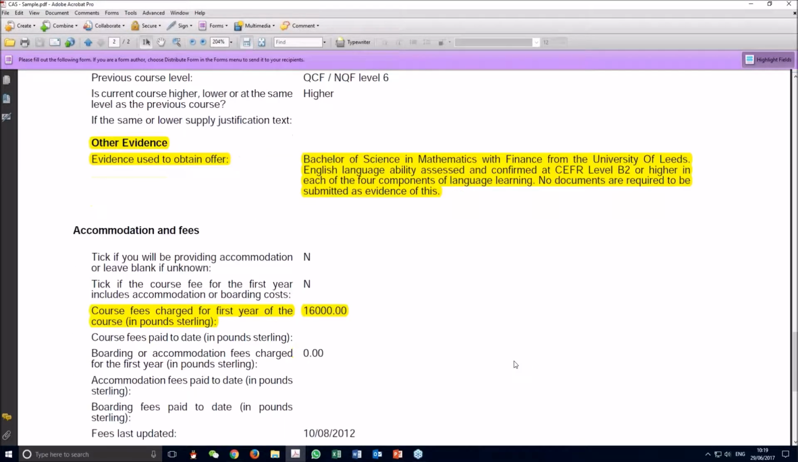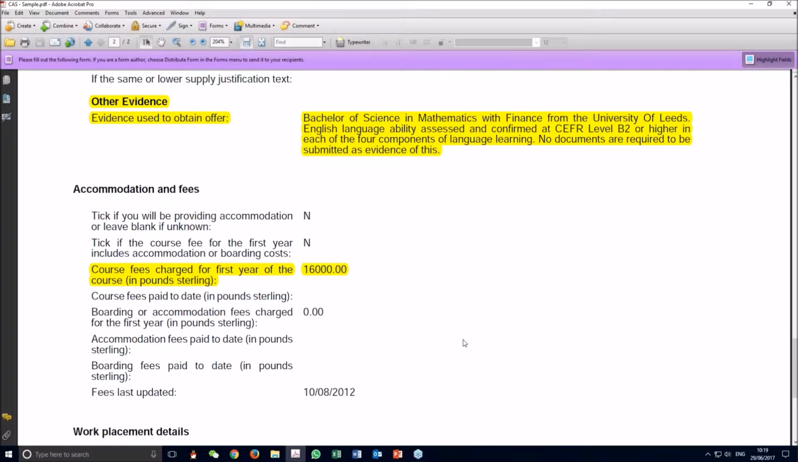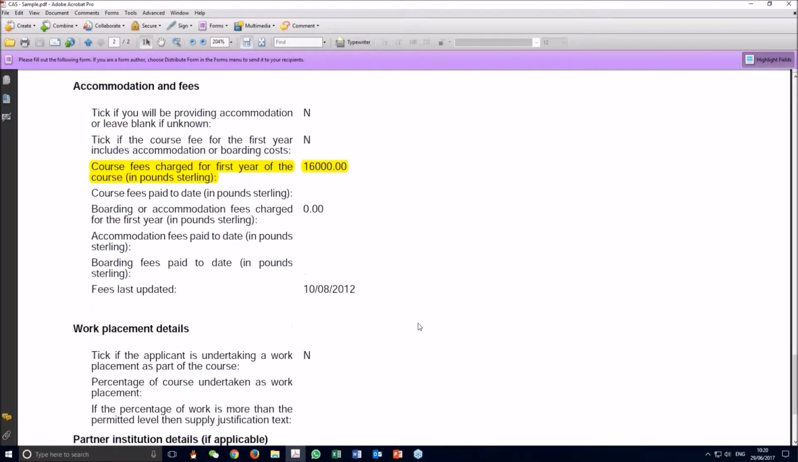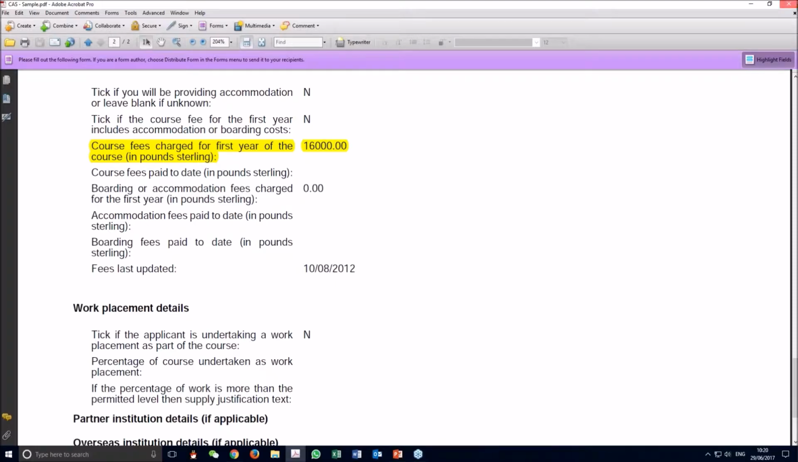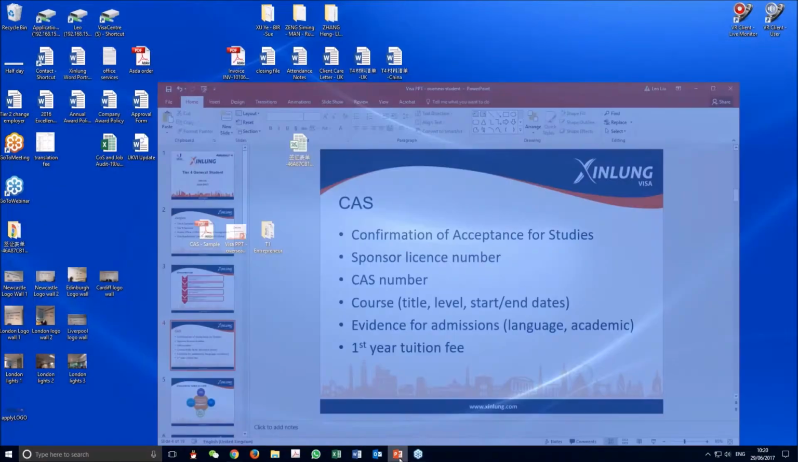Okay, so the last bit we need to look for on the CAS is the tuition fee. And the university will always state the first year tuition fee on the CAS simply because the Home Office requires us to have the first year tuition fee plus the maintenance funds. So we need to check, make sure we understand how much the first year tuition fee is so we can prepare our money well. Okay, that's it for CAS documents. Let's go back to our slides.